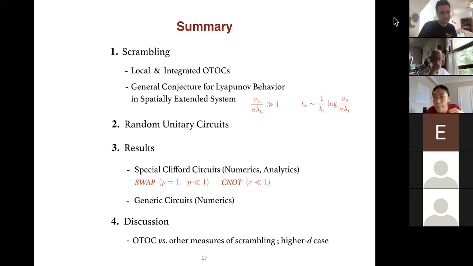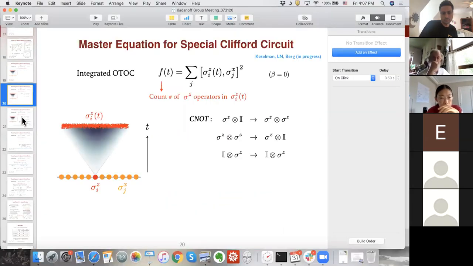Just going back to the question of whether any generic local operator can be used for the operators W and V in the OTOC, wouldn't the special Clifford circuit be a counterexample against the claim that any operator could be used? It seems crucial, for there to be the Lyapunov exponent, that the C-naught gate should have a non-trivial action on the local operator W, which is only the case if W is sigma Z. If it was sigma X or something else, then the C-naught gate wouldn't have any non-trivial action, and presumably you wouldn't observe any Lyapunov exponents either.